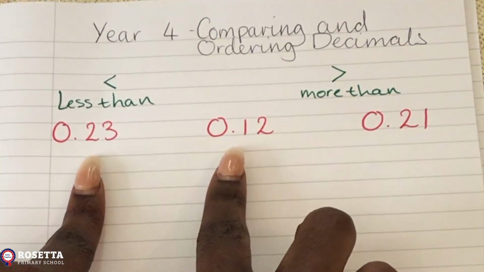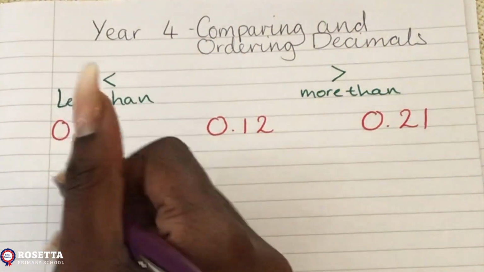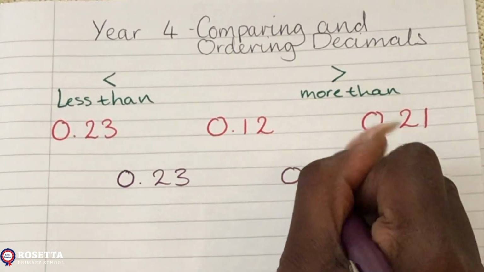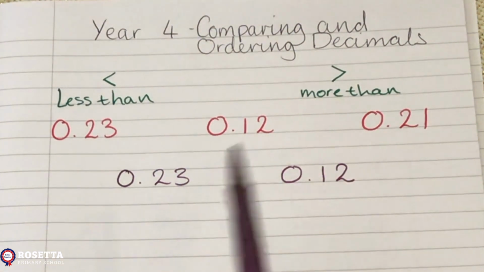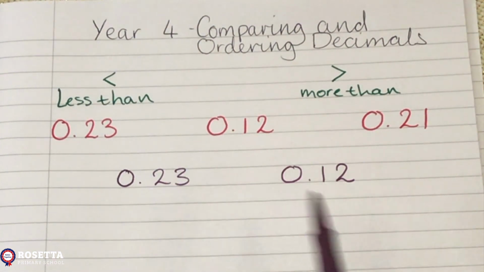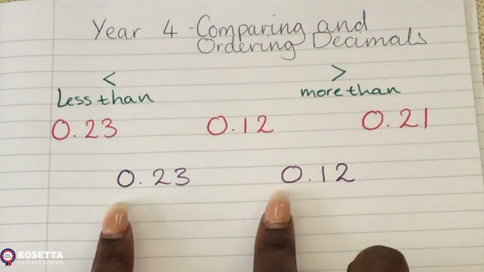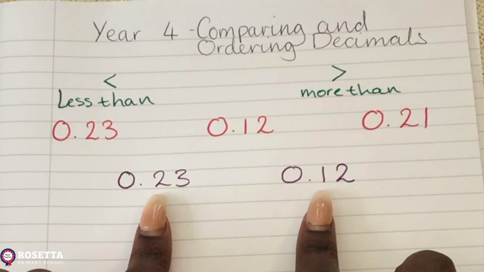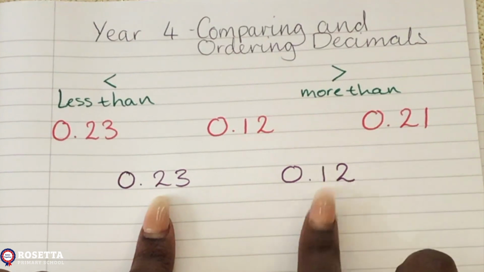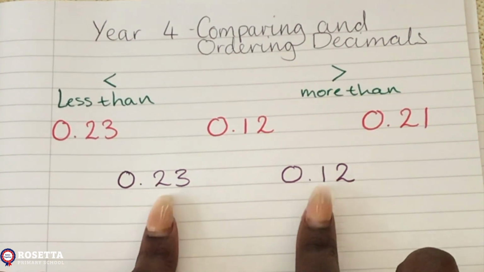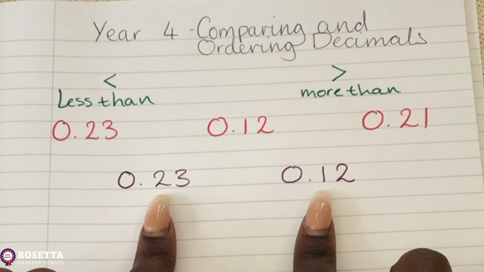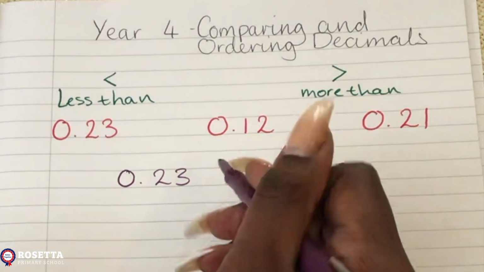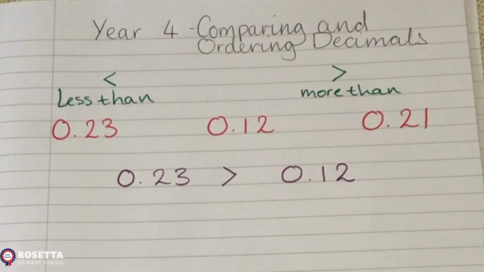If we looked at these two numbers here, for example, 0.23 and 0.12. If we're comparing these numbers, we need to think about which symbol we're going to use and which of the digits we need to look at. So if we start in the ones column, they both have 0 ones. We then look in the next highest place value column, which is our tenths. This number has 2 tenths and this number has 1 tenth. Because there's a difference, we don't need to look any further because we've already identified that this number is greater than or more than this number.